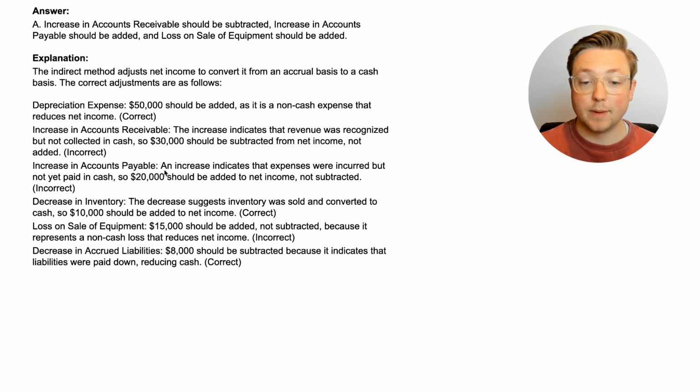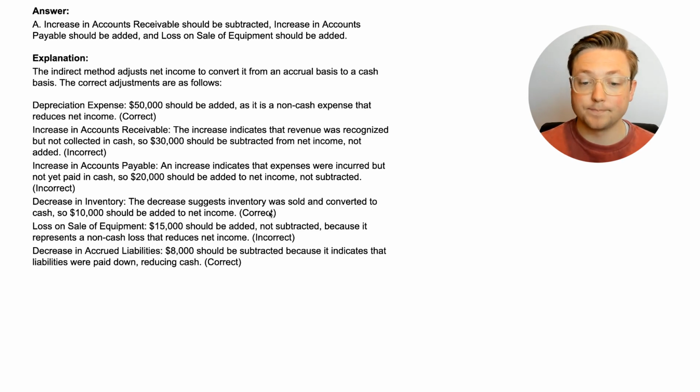For the increase in accounts payable, an increase indicates that expenses were incurred but not yet paid in cash. So that's actually, as far as the cash flow statement goes, that's good. They saved money because they didn't have to pay expenses, so you add that back to the net income, you don't subtract it. So that's another thing that they did incorrectly. And then for the decrease in inventory, this means that inventory was sold and converted to cash, so $10,000 should be added back to net income.